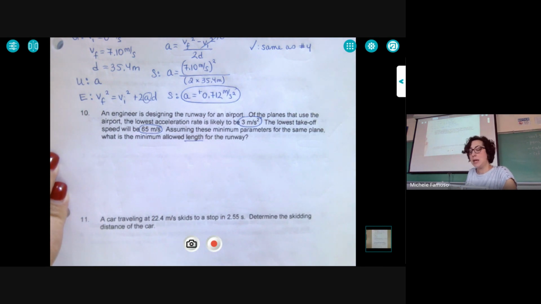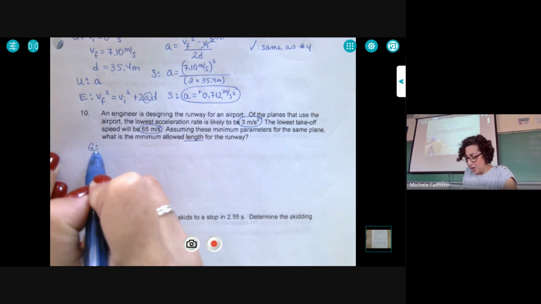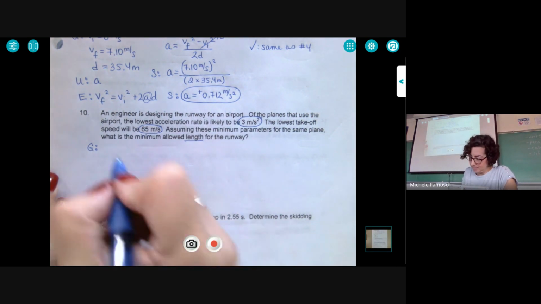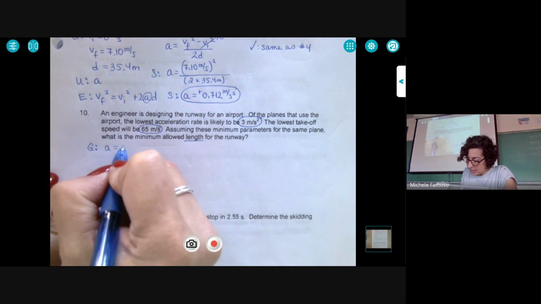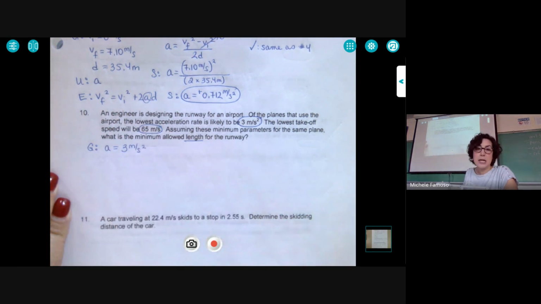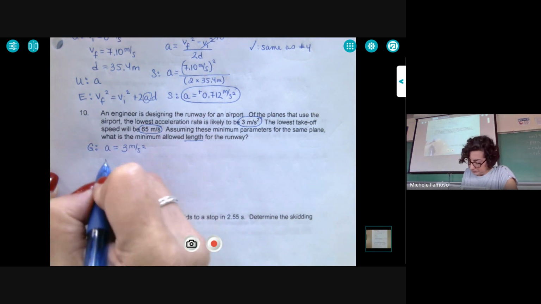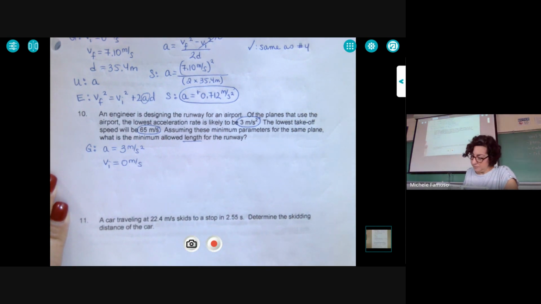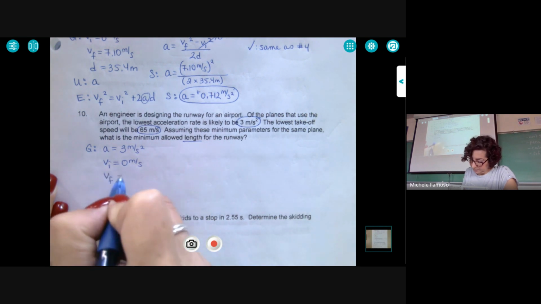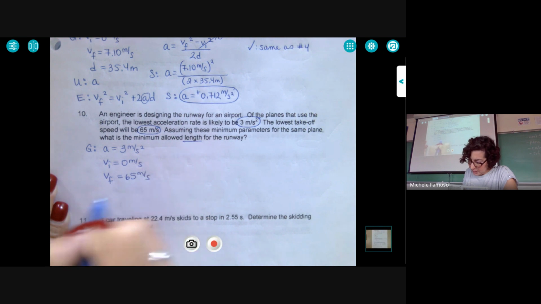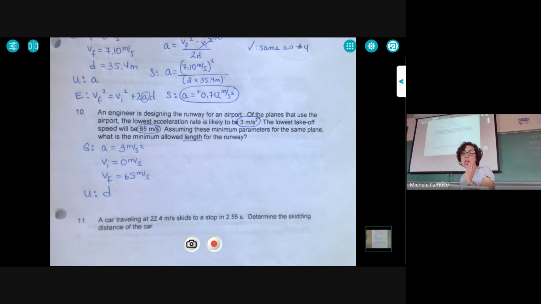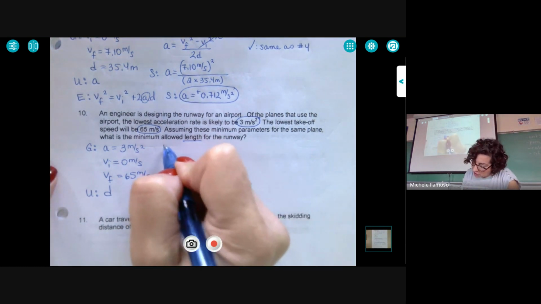Right, so it's an airplane taking off again. I think this is the third airplane question we've seen taking off. So, how about a given? Acceleration is 3 meters per second squared. So lowercase a is our 3 meters per second squared. That's right. Tia, another given? That's right. It's got to start from rest. And Emily, my third given? VF equals 65 meters per second. That is correct. Cam, what is my unknown? D, a length is a distance. That's right. Okay, so now we have to go to the equation.